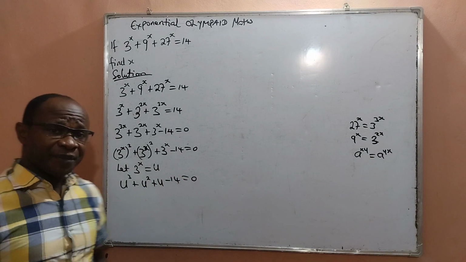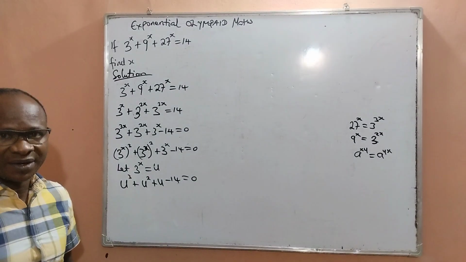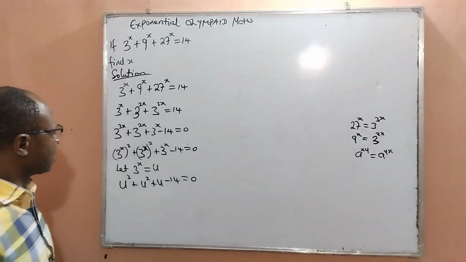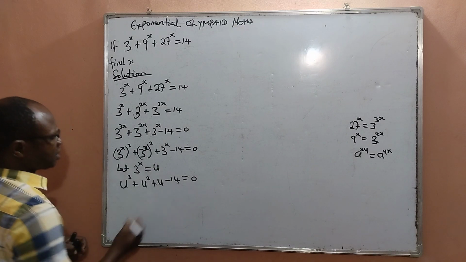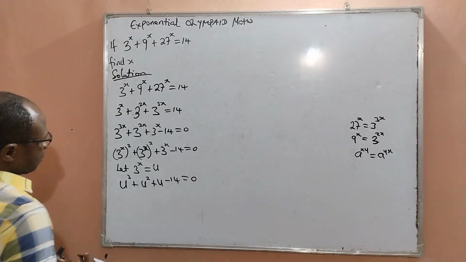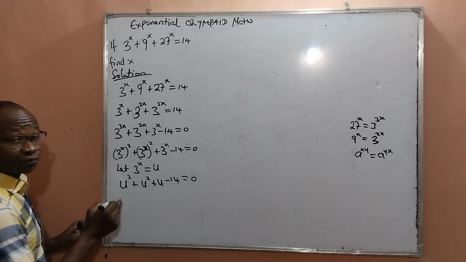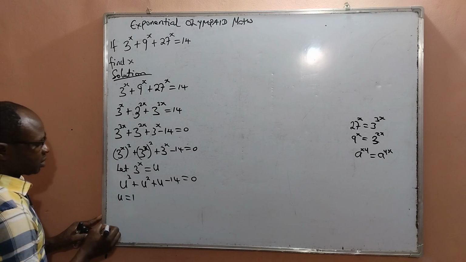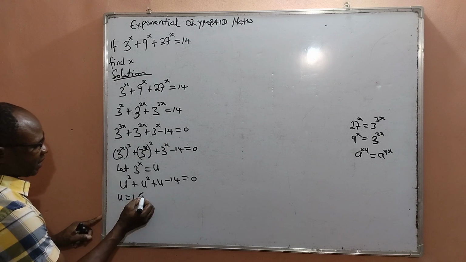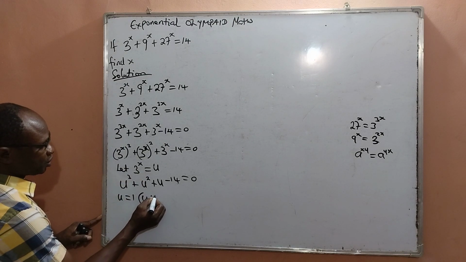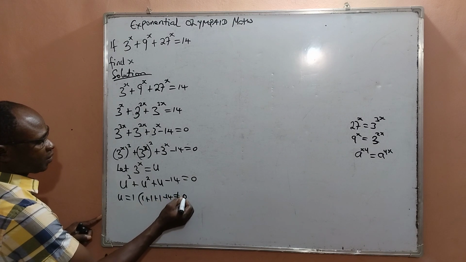Very good. Now, I am going to apply the remainder theorem in polynomials. In polynomials, the remainder theorem says that if I want to factor an expression like this, I can go by trial and error. If u is equal to 1, I will have 1 raised to the power 3 is 1, 1 raised to the power 2 is 1, then plus 1 minus 14. This cannot give me equal to 0.